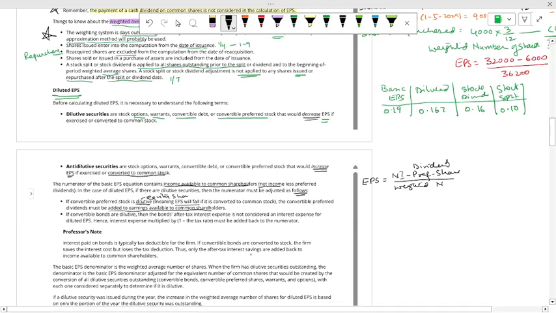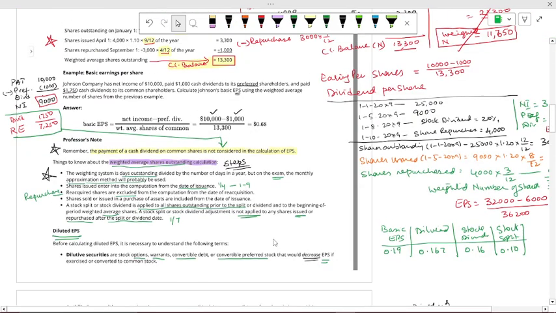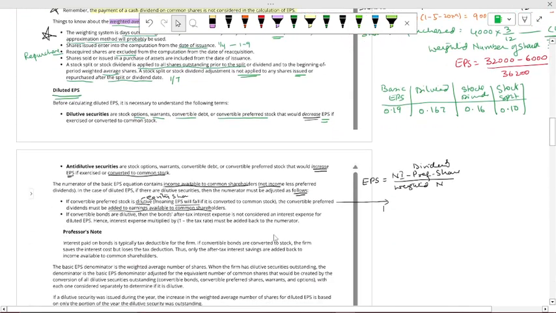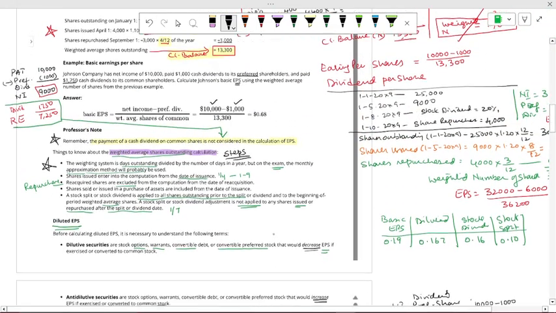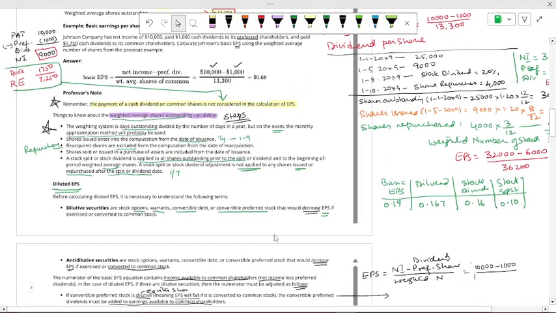See the things very clearly: what we have done in the previous case and what we are doing here. See what we have done previously: 10,000 minus 1,000, divided by how many shares are there? We are taking these values into consideration.